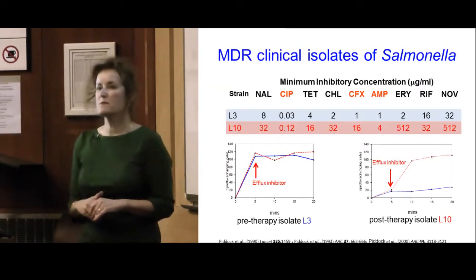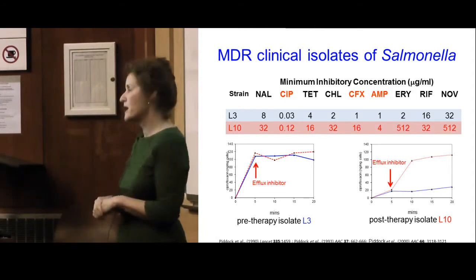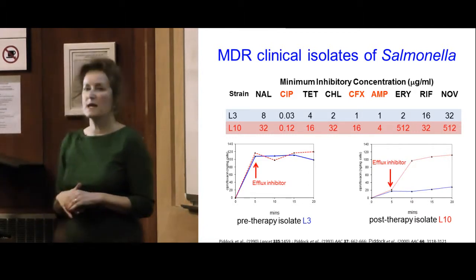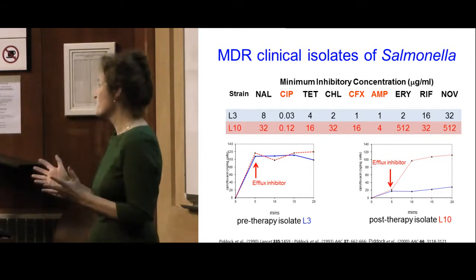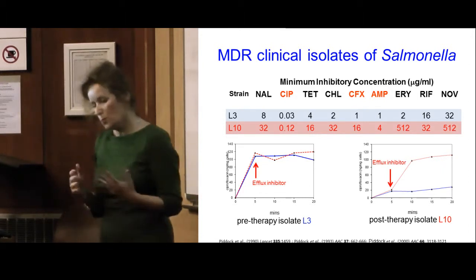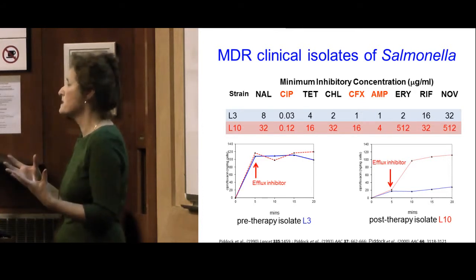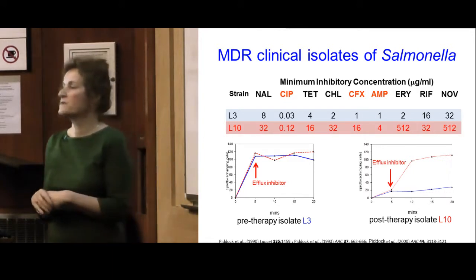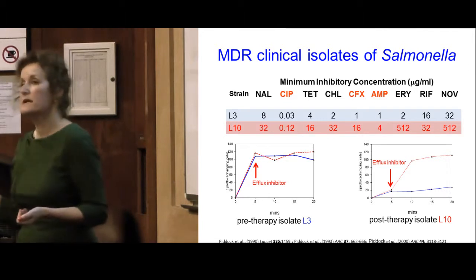So we went on and did some experiments with these strains to look and say, well, how have they changed? And these are some of these MIC values, and you can see that L10, one of the isolates that were obtained after a few weeks of treatment, is pretty much resistant to everything that we've got on this slide. So my lab tries to understand how the bacteria have changed. What's happened to make them so resistant? And we work on a pump system, which is basically like a vacuum cleaner. So when a drug gets into a cell, it vacuums it straight out again.